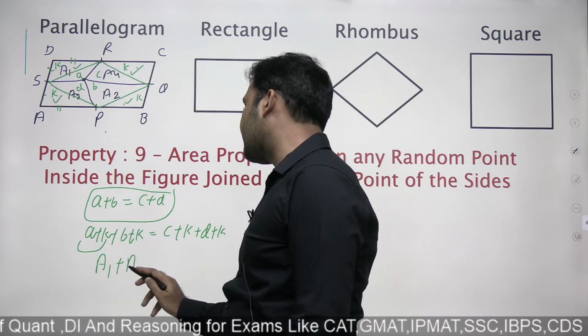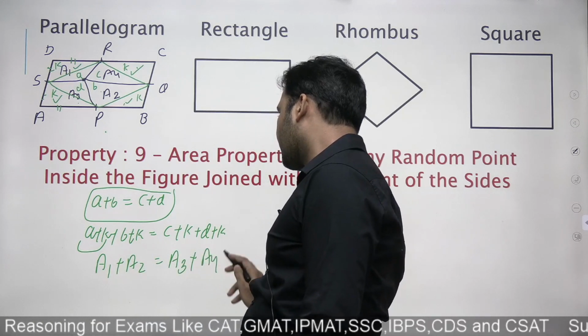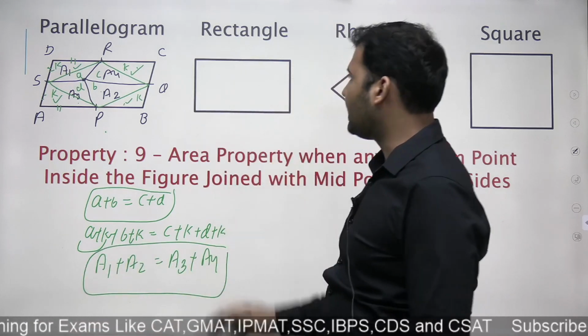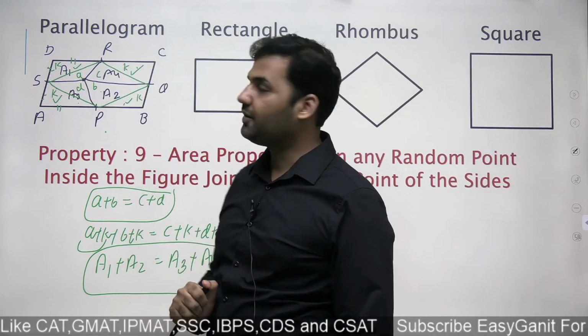D plus K is what? It is A2. C plus K is what? It is A3. D plus K is what? A4. You see that A1 plus A2 is equal to A3 plus A4 will be applicable in parallelogram, right?